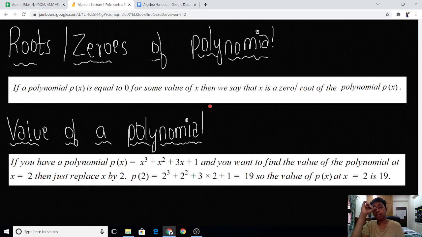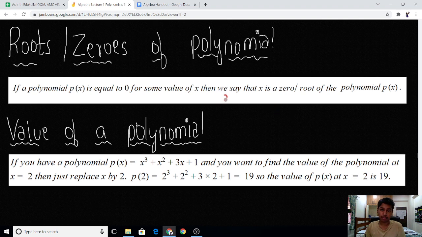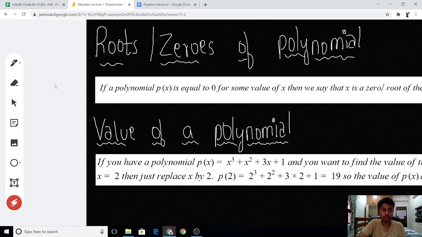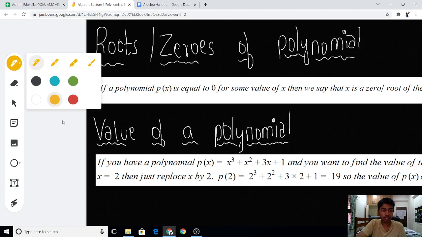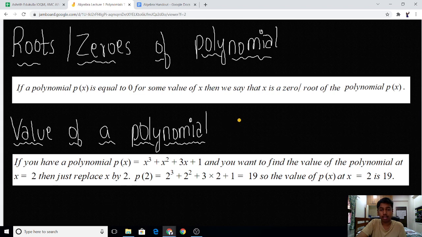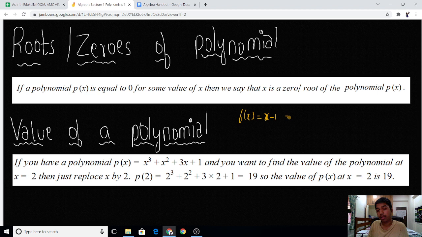So roots or zeros of a polynomial. If a polynomial p of x is equal to 0 for some value of x, then we say that x is a zero of the polynomial p of x. For example, I have a polynomial f of x equals x minus 1, and when I put x equals 1, then f of 1 equals 1 minus 1 equals 0.